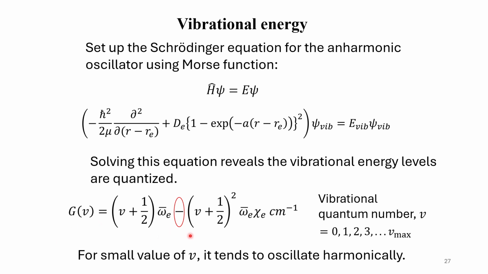The variables in this equation are omega_e, known as the hypothetical equilibrium oscillation frequency. It is defined as the frequency the molecule would exhibit if it were vibrating exactly at the bottom of the potential energy well. Chi_e is the anharmonicity constant. This term subtracts energy as the vibrational quantum number increases, and it causes the energy levels to become progressively closer together as the quantum number increases.